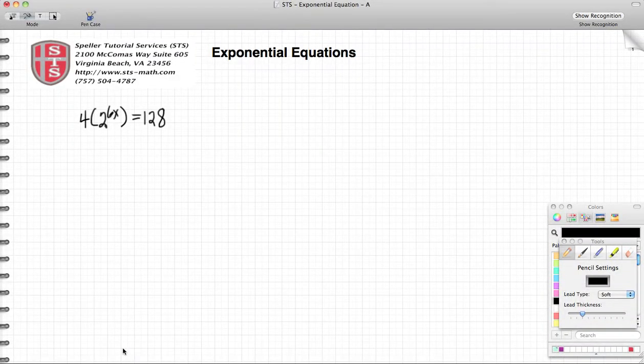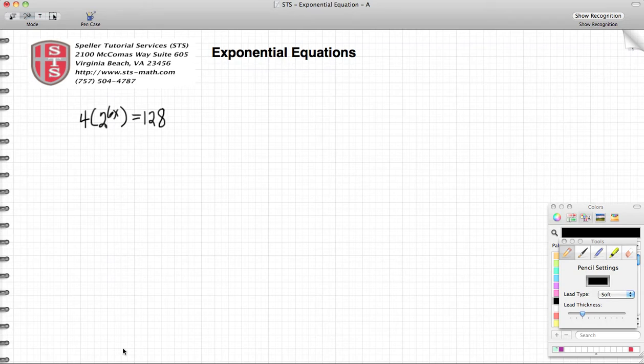Today we're going to talk about exponential equations. An exponential equation is an equation where a variable exists in the exponent or power. And we're going to look at this equation that we have here on the board. We're starting off with 2 raised to the 6x power, and that's being multiplied by 4, and that is equal to 128. Our goal here is to find out what the value of x is, and as we see, x is in the exponent or power.